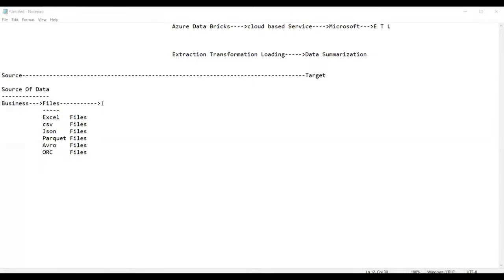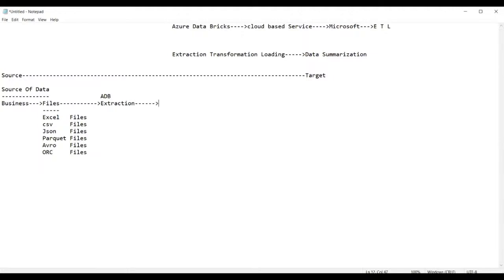So ultimately, we pull in the data by using the process called extraction. So extraction is done. And this extraction is done by using ADB, that is Azure Databricks. By using the Azure Databricks, we perform the process of extraction. That means extraction of data.